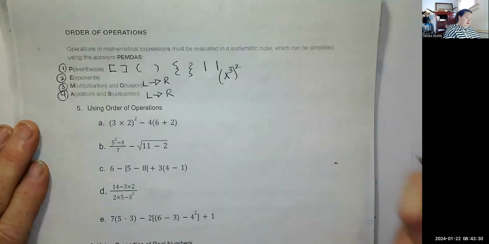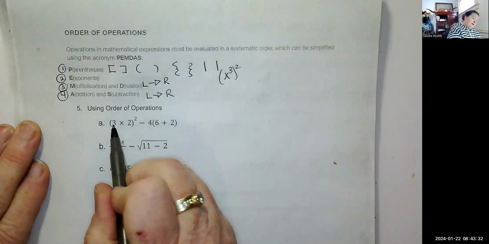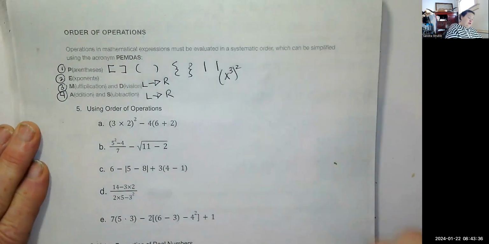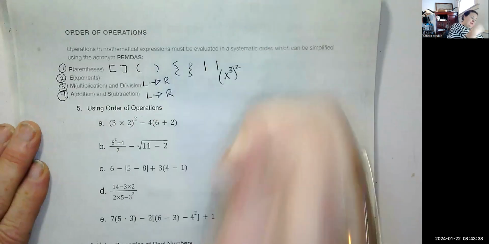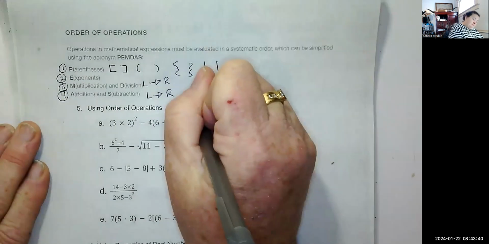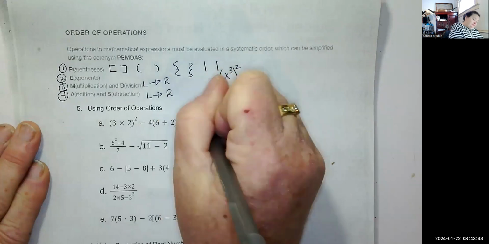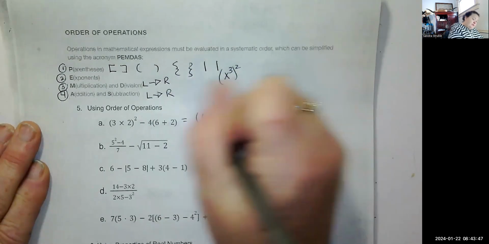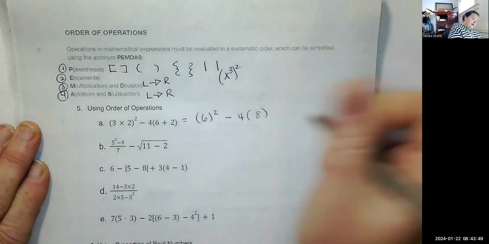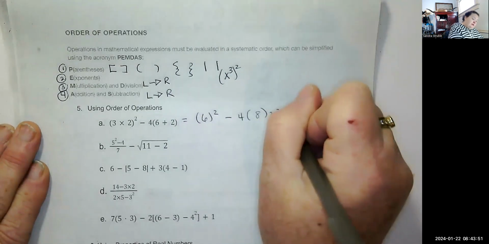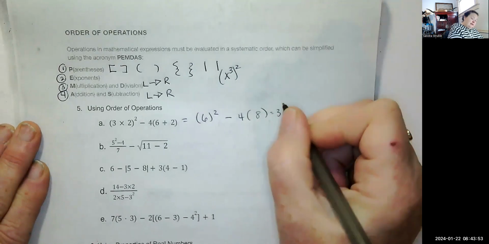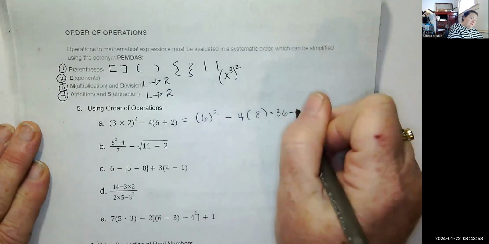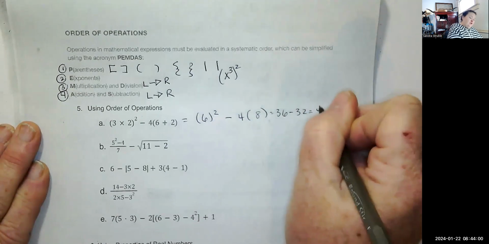All right, so let's do some order of operations here. We've got 3 times 2 squared minus 4 times (6 plus 2). So we have to do parentheses first. I'm going to come up here and do this. I don't have a lot of space because I was going to do this on the board. So 3 times 2 is 6. I'm not doing my square yet. Minus 4 times, 6 plus 2 is 8. 6 squared is 36. Minus 4 times 8, because that's the exponent. And then now we can do minus 4 times 8, which is 32. So our answer is 4.